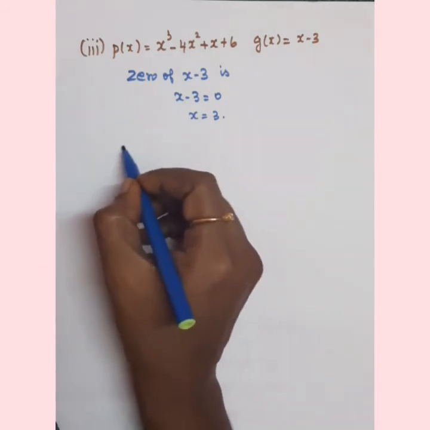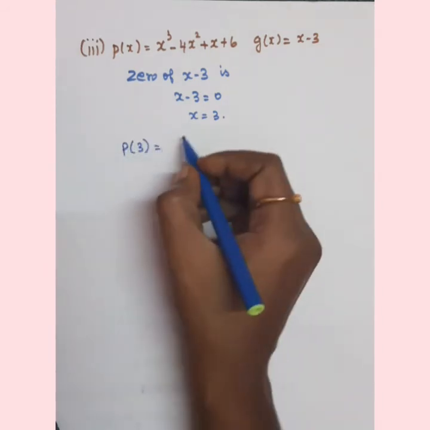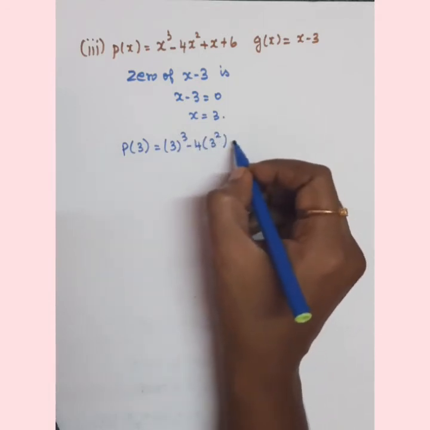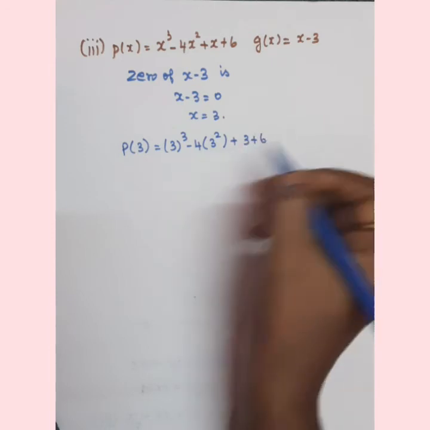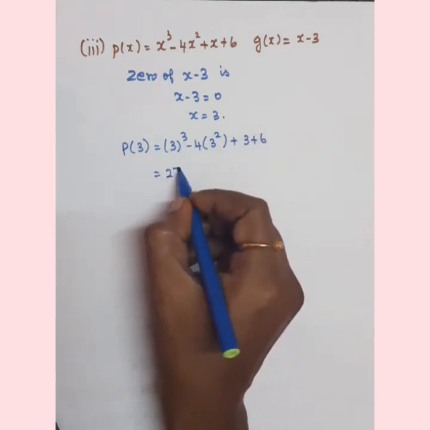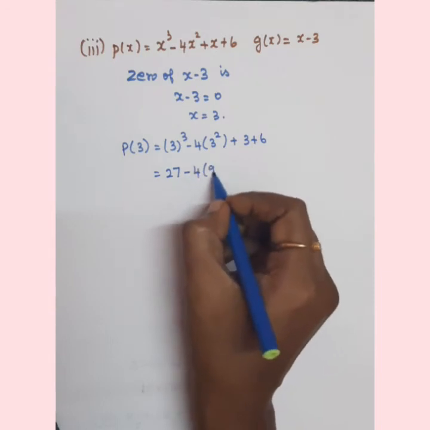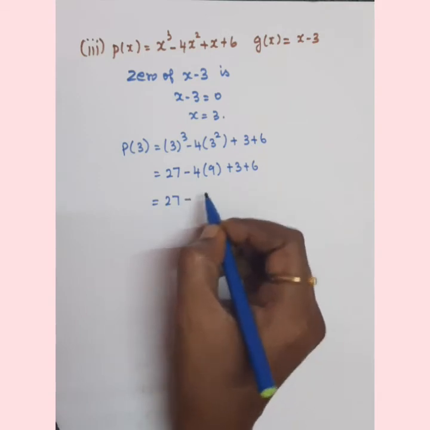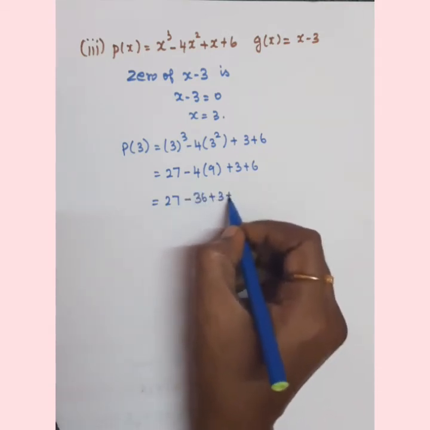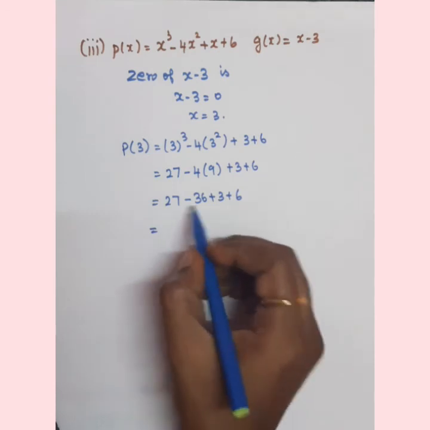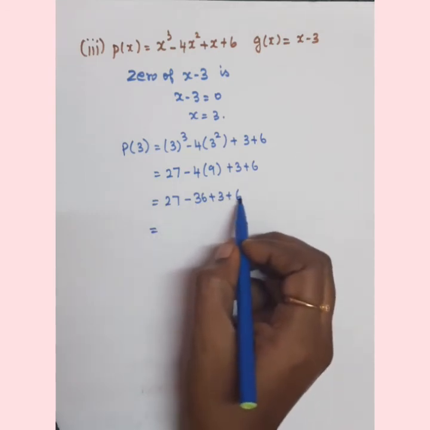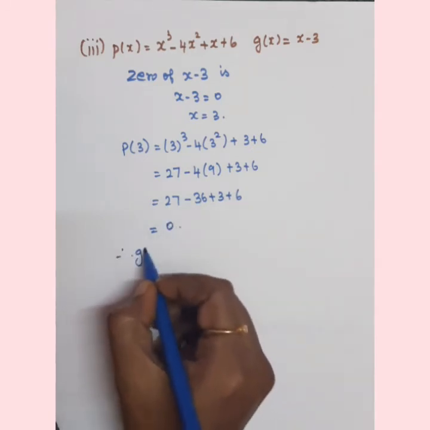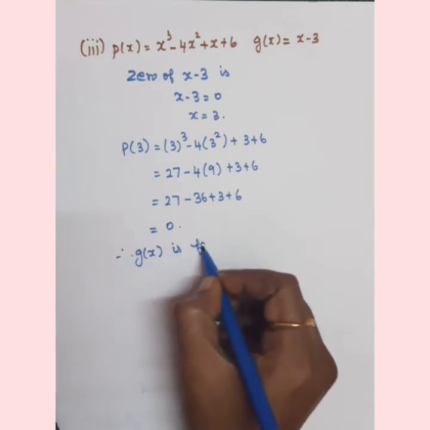p of 3 equals 3 cube minus 4 into 3 squared plus 3 plus 6. 3 cube is 27, minus 4 into 9, plus 3 plus 6. So you get 27 minus 36 plus 3 plus 6, which is equal to 27 plus 3 is 30, 30 plus 6 is 36. 36 minus 36 is 0. Therefore, g of x is a factor of p of x.